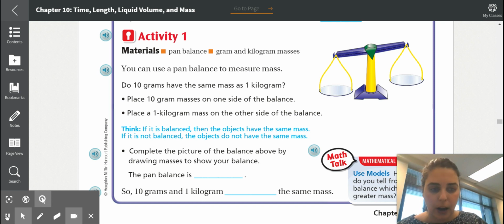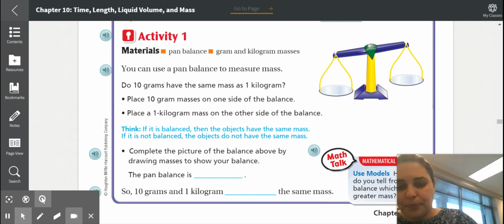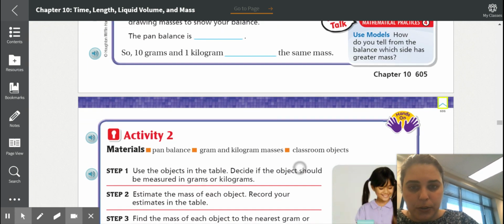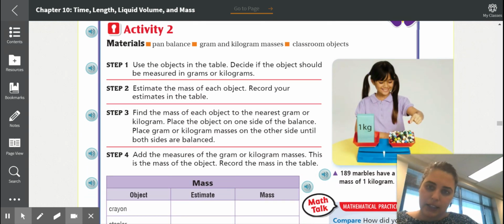So usually lighter objects. Okay, we're going to skip this activity 1, because everyone doesn't have a pan balance. So go ahead and turn the page. We are going to talk about this activity. Again, this is an activity that we can't do over the computer like this.